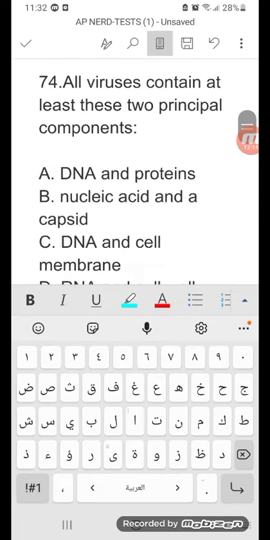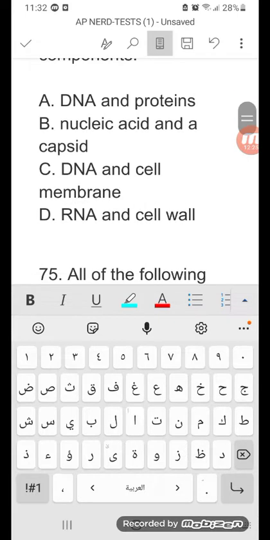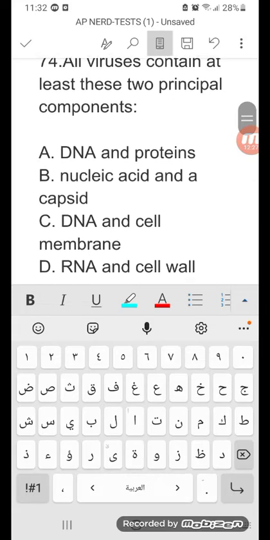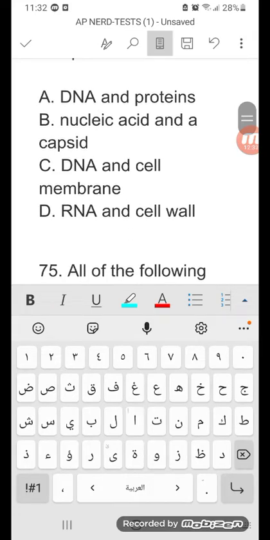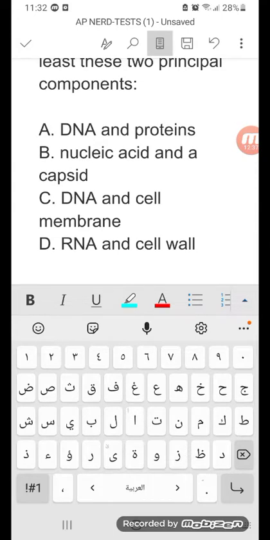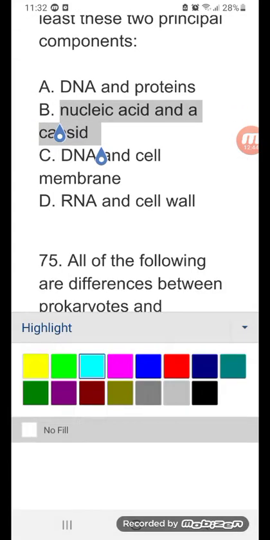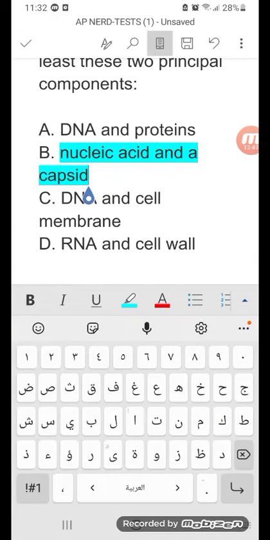All viruses contain at least these two principal components. That's an easy question: DNA and protein, nucleic acids. RNA and cell wall, no. DNA and cell membrane, no. Nucleic acid and a capsid. The capsid is made out of protein. Nucleic acid could be RNA or DNA. Remember, viruses could have DNA or RNA.